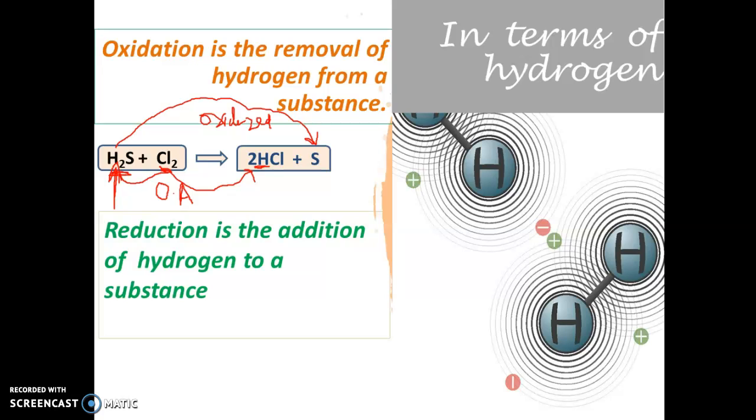Like I said, we can use this example. Hydrogen has been added to chlorine gas, and now chlorine gas is no longer chlorine gas, it's now hydrogen chloride. But I'm going to give you another example here, an example I'm sure you love. You have magnesium reacting with hydrochloric acid.